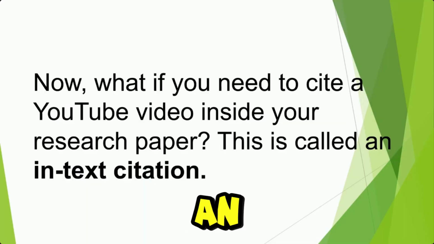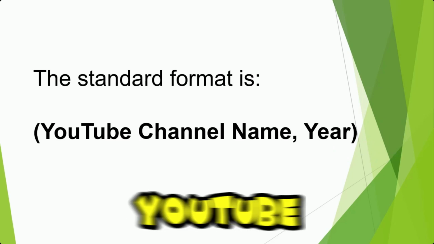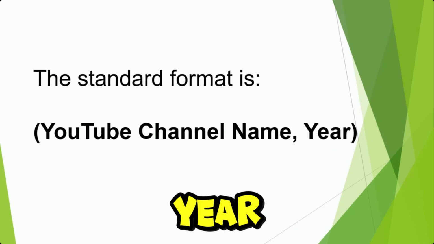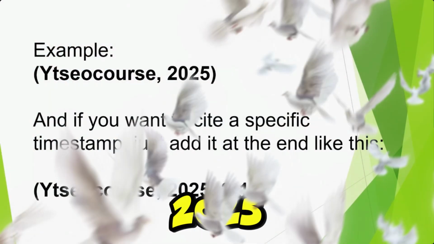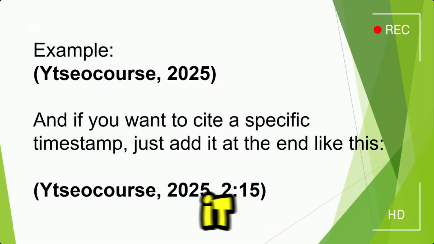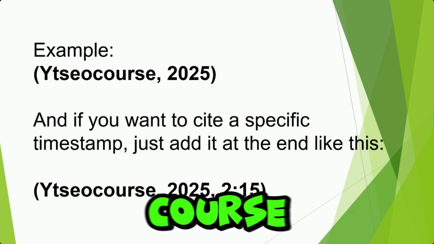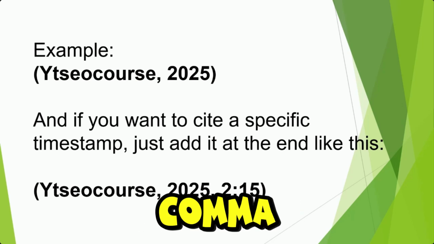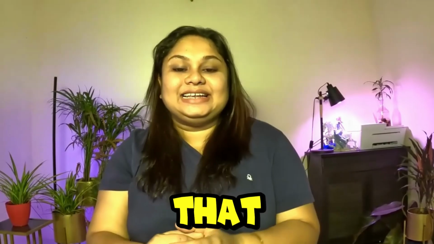Now, what if you need to cite a YouTube video inside your research paper? This is called an in-text citation. The standard format is within brackets: YouTube channel name, comma, year. Example: YTSEO course, comma, 2025. And if you want to cite a specific timestamp, just add it at the end like this: within brackets, YTSEO course, comma, 2025, comma, 2:15. Yes, it's that easy.